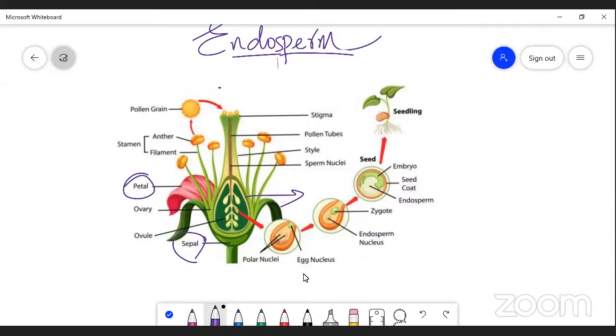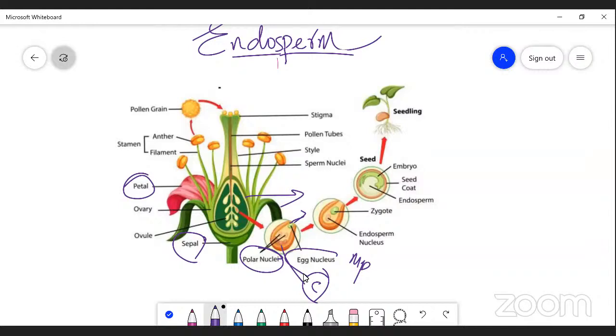Then the ovule encloses, as I said at the very beginning, two types of nucleus. One is the egg nucleus and the other is the polar nucleus. The egg is found just near the micropylar region. If you take any ovule, the upper part of the ovule is called the micropylar region, and the lower part of the ovule is called the chalazal region. In between the micropylar region and the chalazal region, you find the polar nucleus, or the secondary nucleus, or central nucleus.